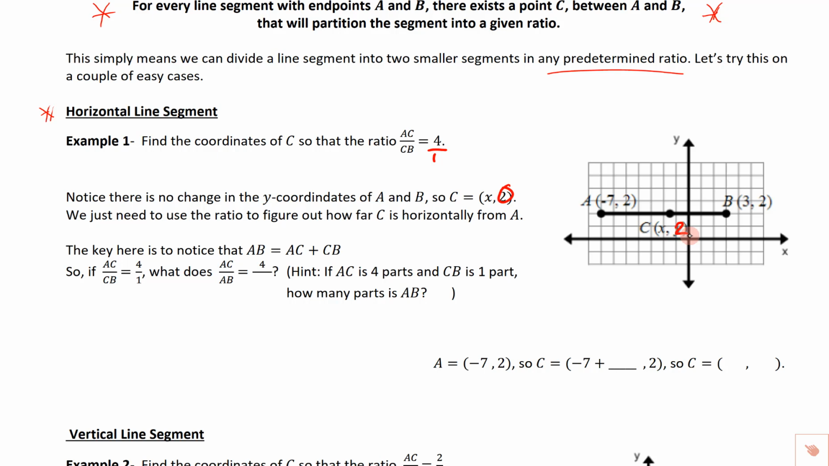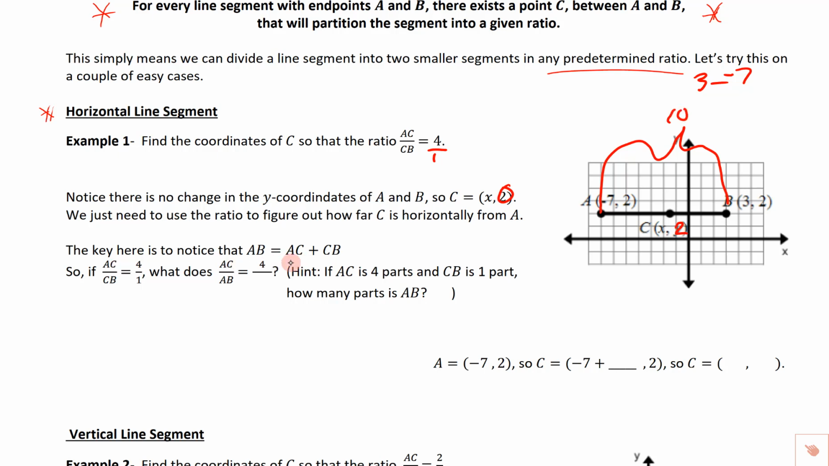All we need to do is figure out how far from A this needs to be in order to break it up in that ratio. So the first thing we're going to do is figure out how far it is from here to here. Now, I know you can count, but one way you can always make sure that you have a positive distance is you can always do the right end point minus the left end point. Right end point minus the left end point will always give you the correct number. So this is going to be 3 for that x-coordinate minus the minus 7. So how far is it from A to B? What is the entire length of AB? 10. Entire length is 10.